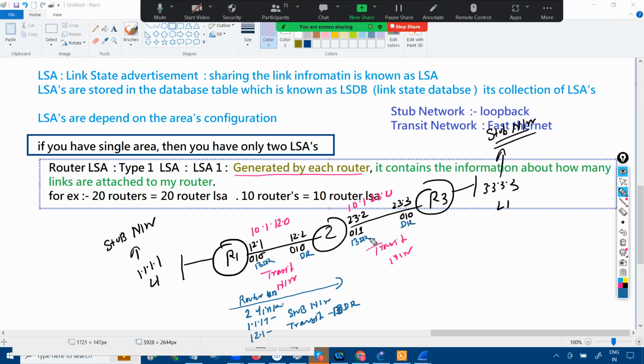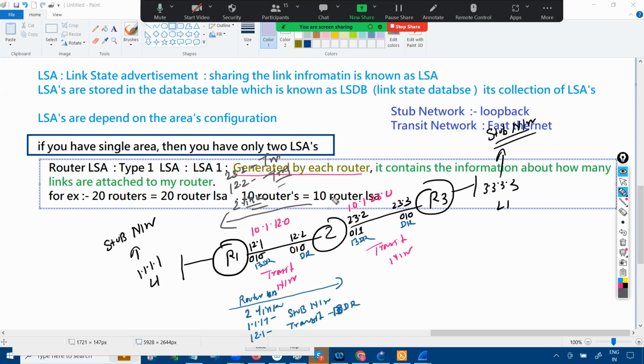If you have a DR/BDR, then if you don't have a DR/BDR, you will not see the DR/BDR over there. Then what will router number two tell this guy? Router two will say, hey, I have two links connected to me, that's R2 going to router number one, and both links, the 12.2 and 23.2, are a transit network.